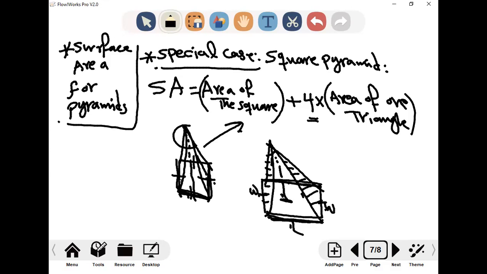Example 3, page 491. Yeah. Take a look at example 3. Is it a square pyramid or a rectangular pyramid? Square pyramid. So it's about this idea, okay? Yeah. Take a look at it.